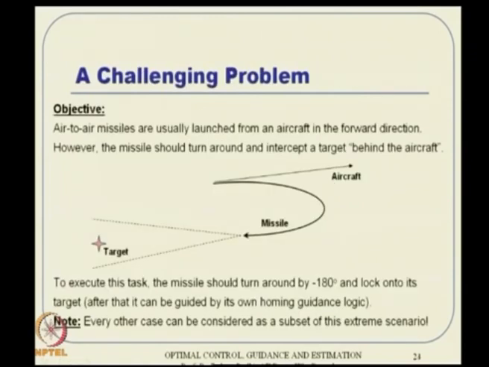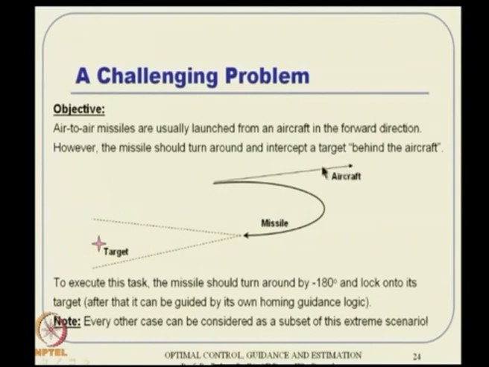Anyways, before proceeding further, I thought we could think about some sort of exercise problem. And this is actually a challenging problem in a way. This appeared in literature about 10-12 years back, around the early 2000s. This is the problem of an air-to-air missile sort of thing. There is an aircraft carrying a missile, and it keeps on going.